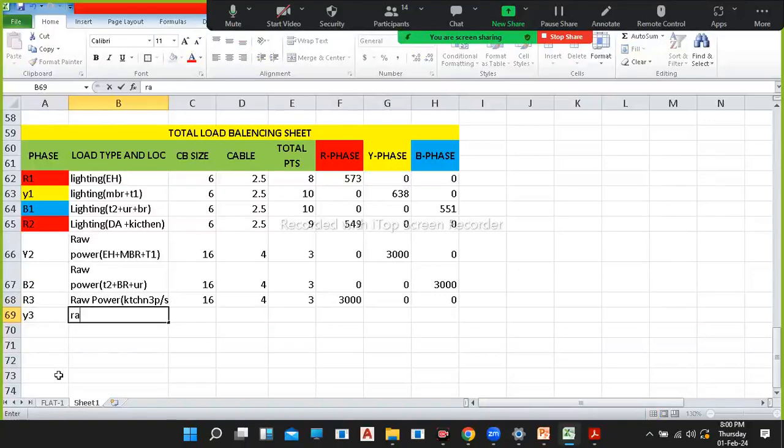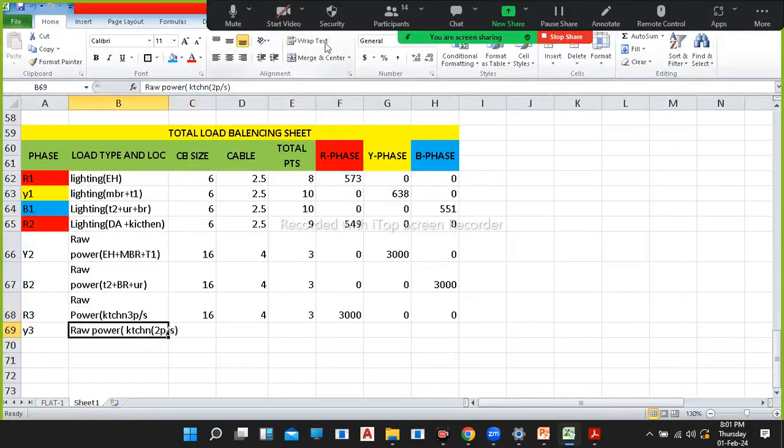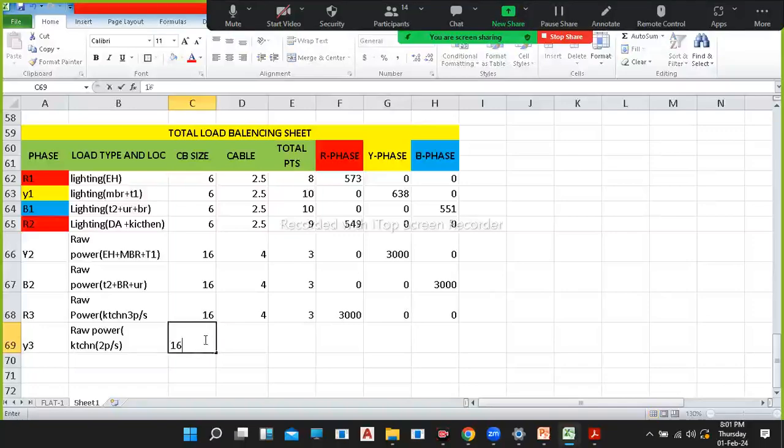So Y3, the left out 2 is there, no left out? Yes. Yes or no? Yes. Okay, kitchen, 2 power sockets. Okay, same 16, 4, 2 points. Now in which phase? Y phase, 2000. Up to here it's clear. Yes, sir. Okay.